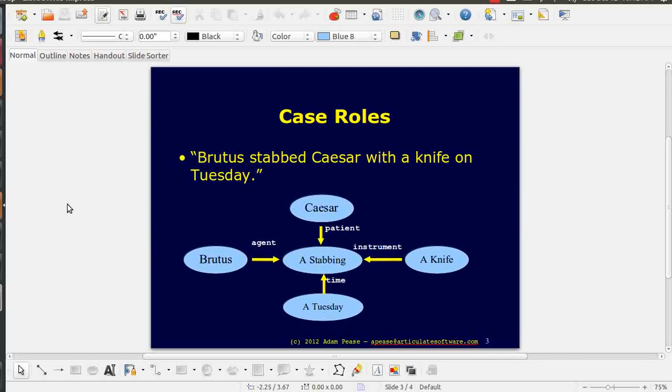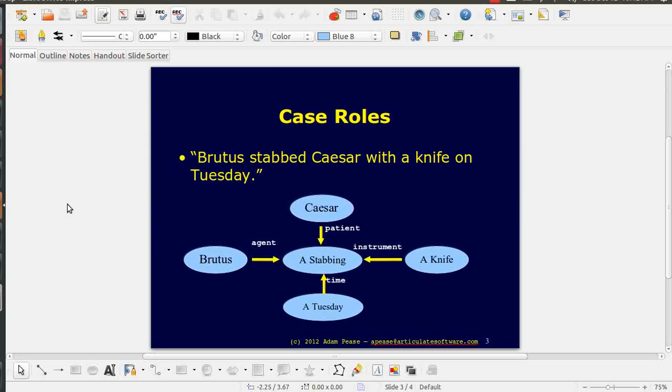So Caesar, as Jenny's just said, is the patient, Brutus is the agent, the knife is the instrument, and the time is Tuesday. Okay? So the nice thing about this is that once we've defined an instance of a stabbing, a particular individual stabbing, then we can relate a whole bunch of things to this stabbing. And that was the key advance that Donald Davidson came up with intellectually about how to talk about actions in the world, and how to talk about it in a way that's amenable to coding in logic.